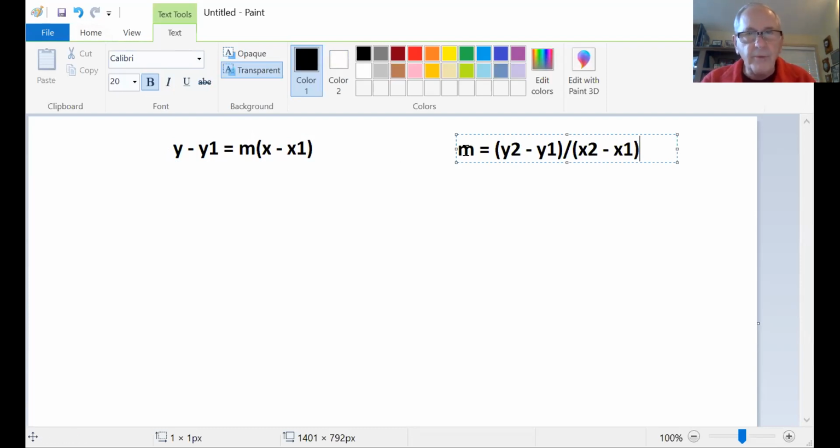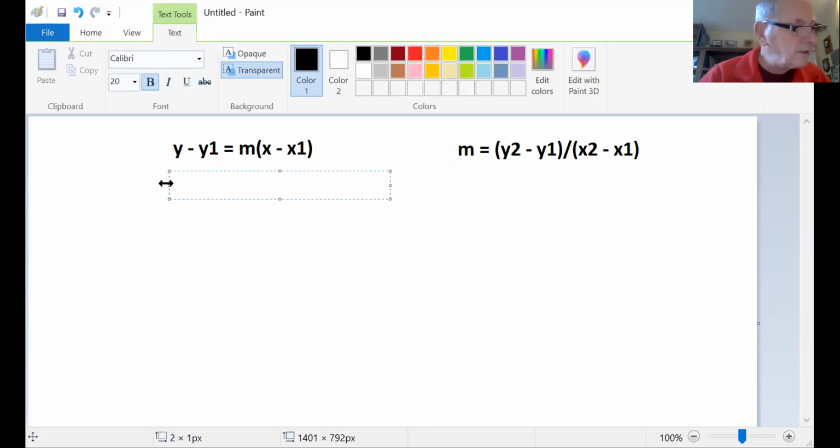If I were to multiply both sides by x2 minus x1, I would have it over here and it would look just like this. Okay. But again, you're given the same thing. You're given a slope and you're given a point. On A, the point is 2 and 0, and the slope, m, is equal to minus 1/3. Okay, so that's what you're given.